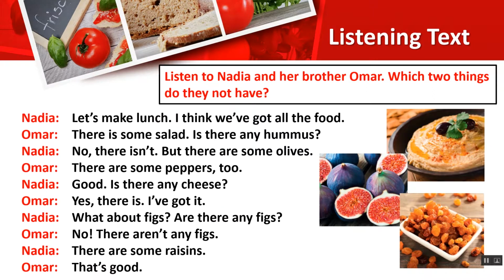Let's make lunch. I think we've got all the food. There's some salad. Is there any hummus? No, there isn't, but there are some olives. There are some peppers too. Good. Is there any cheese? Yes, there is. I've got it. What about figs? Are there any figs? No, there aren't any figs. There are some raisins. That's good.